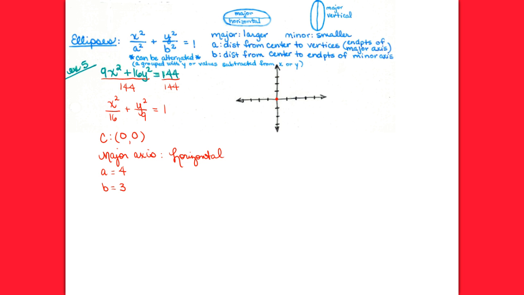So I'm going to come over to my graph and say, okay, if the major axis is horizontal, then the distance from that center of 0, 0 to the endpoint of the horizontal major axis is 4. So I'm just going to go 4 to the right and 4 to the left. And then b is 3, and that's the distance from the center 0, 0 to the endpoint of my minor axis, which is vertical. So I'll go up 3 and down 3. And then I can sketch my graph.